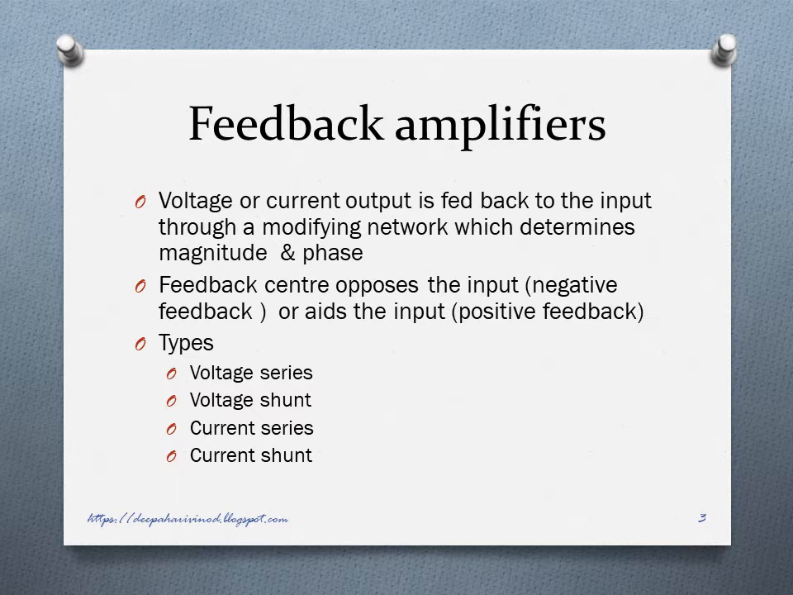So in what way we are providing, either voltage is fed back or current is fed back, either it is in phase or out of phase, it all depends on what type of feedback. The feedback that opposes the input is negative feedback, or that aids the input means positive feedback. These are the two main types, negative feedback and positive feedback. Now coming to the types of feedback, there are four types mainly: voltage series, voltage shunt, current series, current shunt.